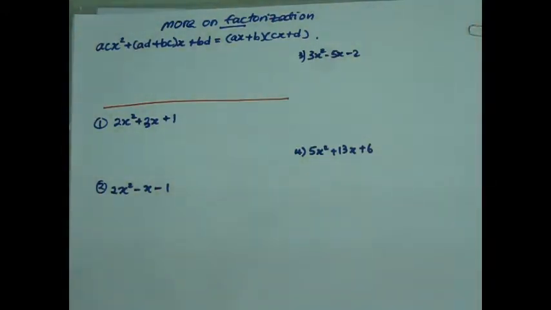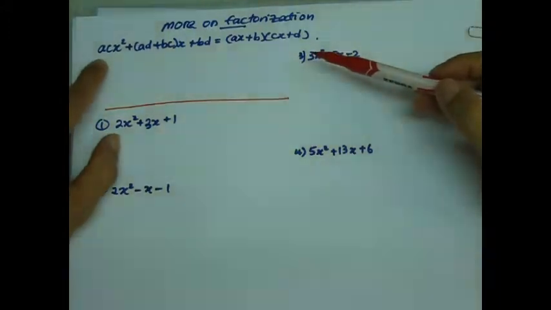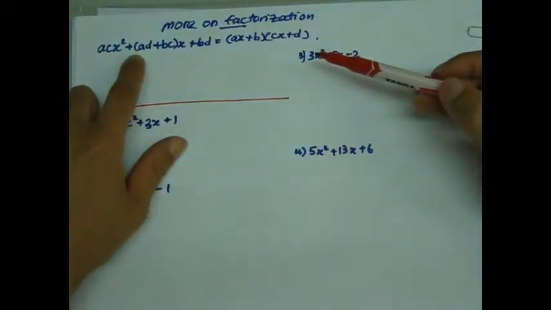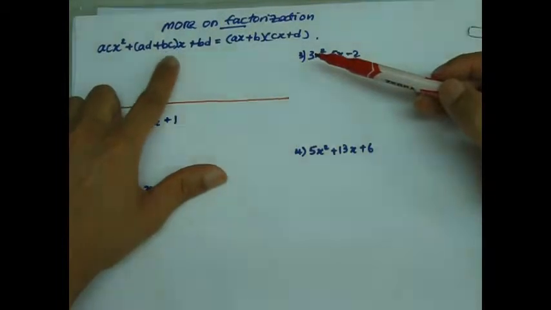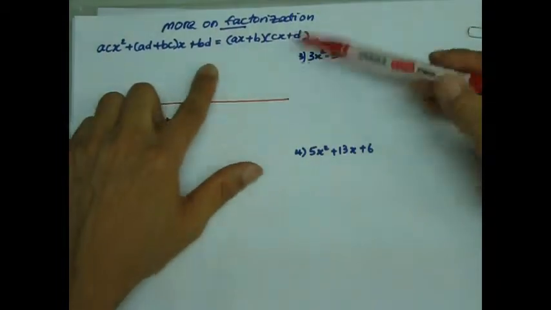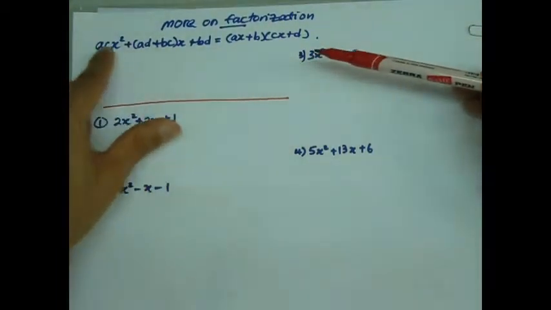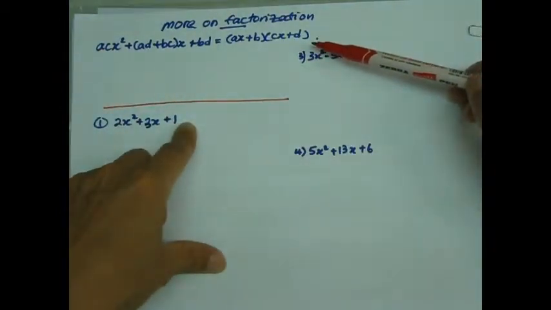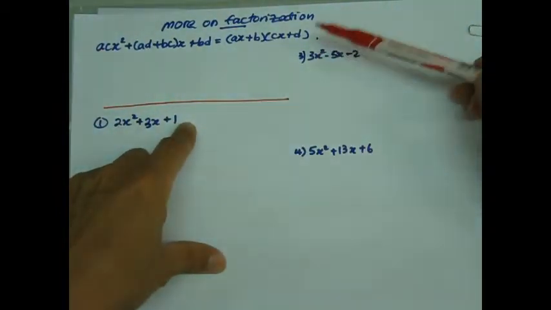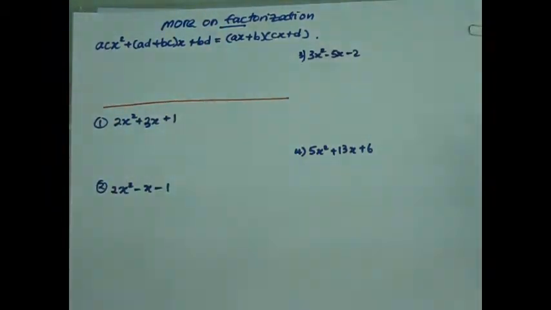Basically, this is a factorization of this particular form: acx squared plus (ad plus bc) times x plus bd. If you have this form, then you can rewrite it as (ax plus b) times (cx plus d). Well, if you can memorize this, excellent, good luck. But to tell you frankly, I can't really memorize this form. Usually I do it using a process called cross multiplication.